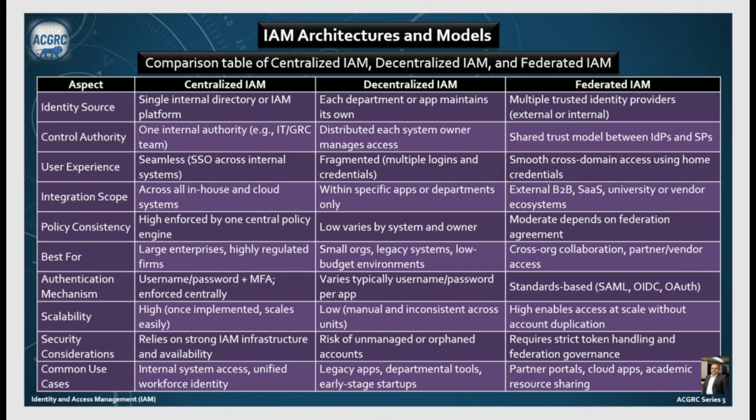Now, a comparison between centralized, decentralized, and federated. We looked at centralized and decentralized earlier in comparison. If we add federated, in federated, multiple trusted identity providers are the source. From a control authority perspective, it's a shared trust model between IDP and SP. IDP is the identity provider, SP is the service provider. From a user experience perspective, it is smooth across domains, accessing using home credentials.